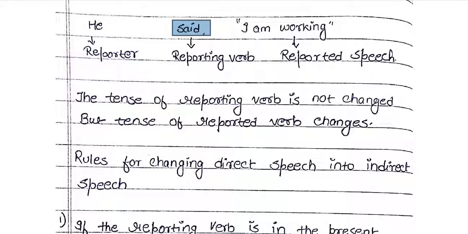The tense of the reporting verb is not changed. First of all, that's the first rule. So the tense of the reporting verb, the verb which reports the reported speech, like in this case it's "said", does not change in case of indirect speech. But the tense in the reported speech changes, and that means the thing that is said by the speaker, the verb in that speech, changes. So there are some rules for changing direct speech into indirect speech.